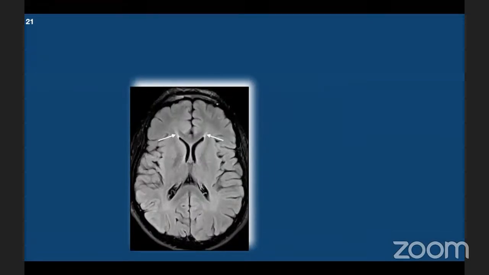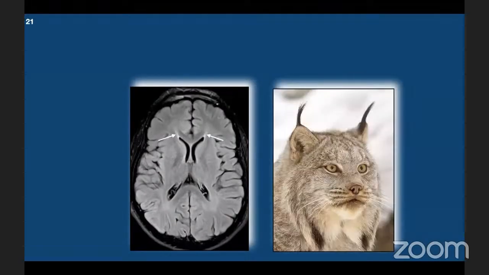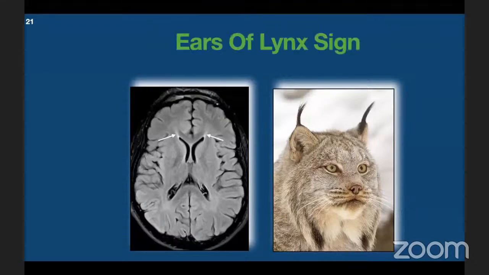This FLAIR image showing abnormal cone-shaped hyperintensities extending from the tip of the frontal horn in the region of forceps minor. It resembles the tuft of hair crowning the ears of a lynx. So it is known as ears of a lynx sign. MRI sign is generally seen in hereditary spastic paraplegia.